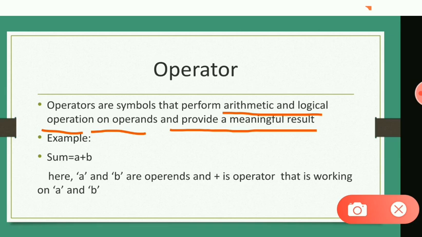They are used to evaluate different type of the expression and manipulate the values of operands or the variable by performing different operation on the object of operation. Let us see the example. Here some function is here, and here two operands are there, and with these two operands plus operator is working on A and B. This plus operator is called the operator.